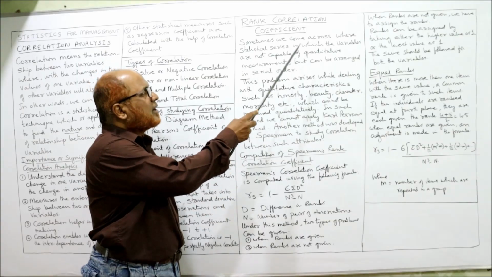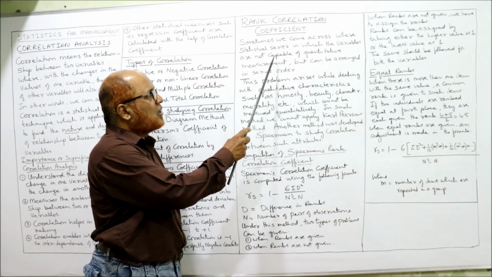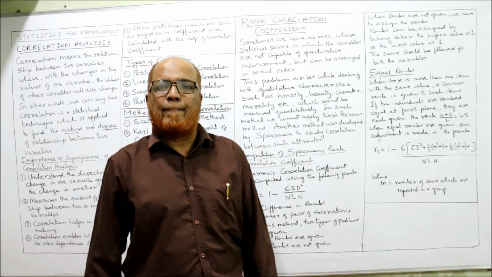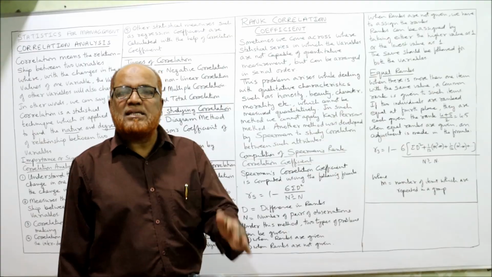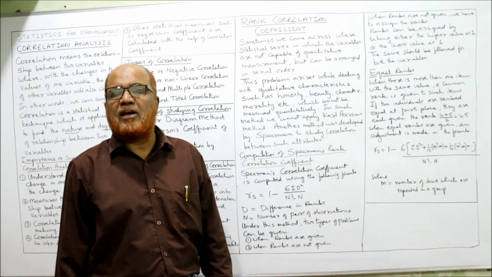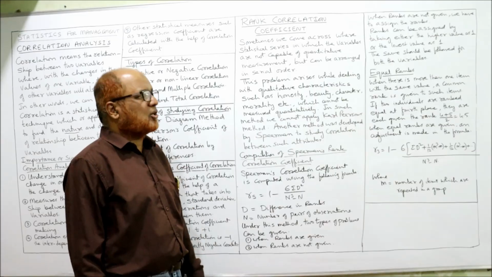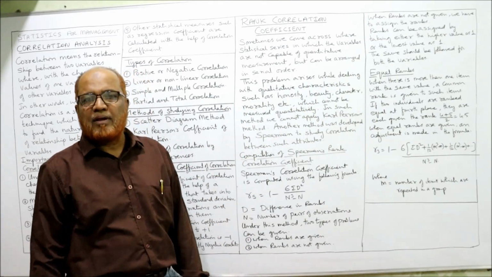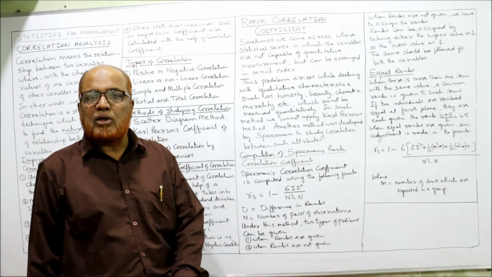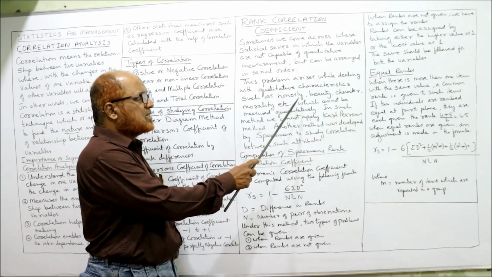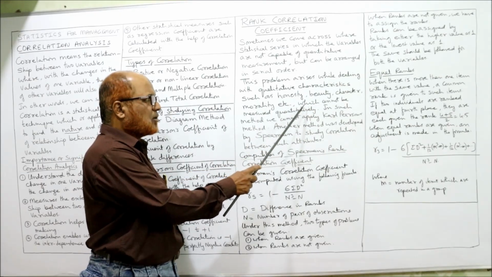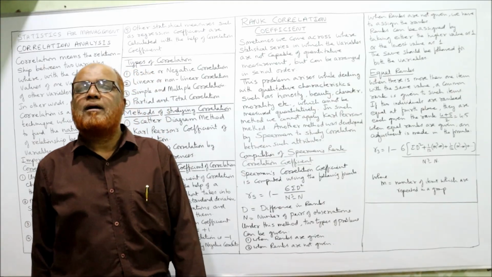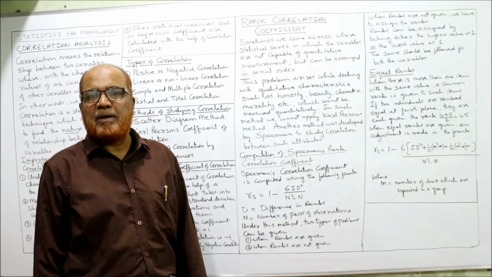Sometimes we come across statistical series in which the variables are not capable of quantitative measurement but can be arranged in serial order. The items can be arranged in some serial order, but we cannot measure them quantitatively. This problem arises while dealing with qualitative characteristics, not quantitative characteristics, such as honesty, beauty, character, morality, etc., which cannot be measured quantitatively. In such cases, Karl Pearson's method cannot be applied.